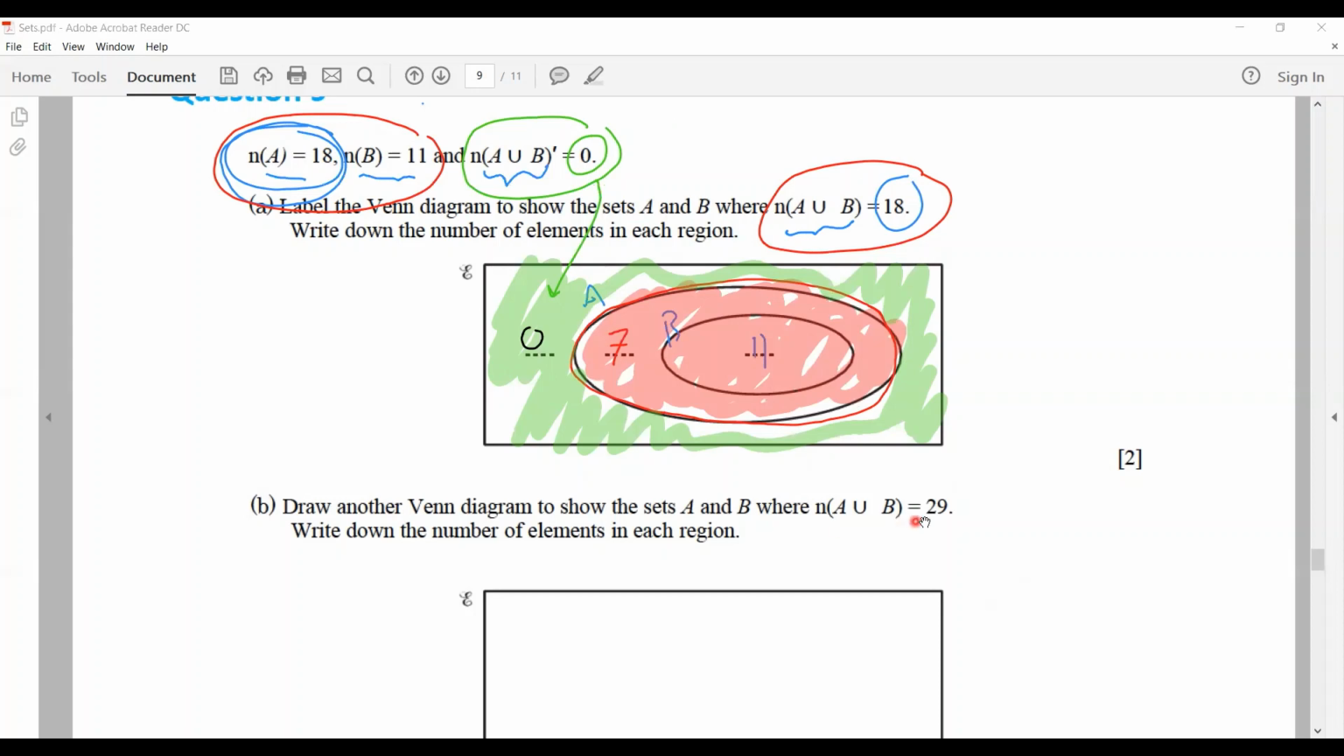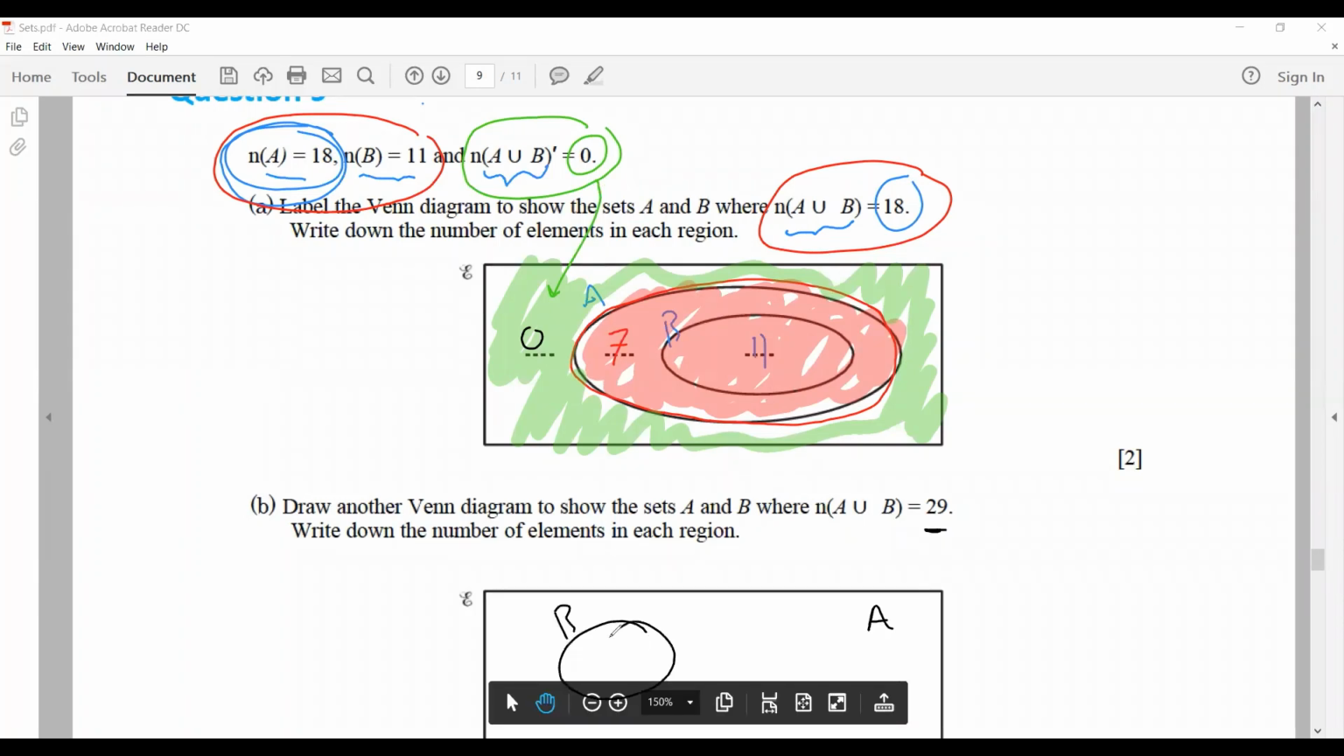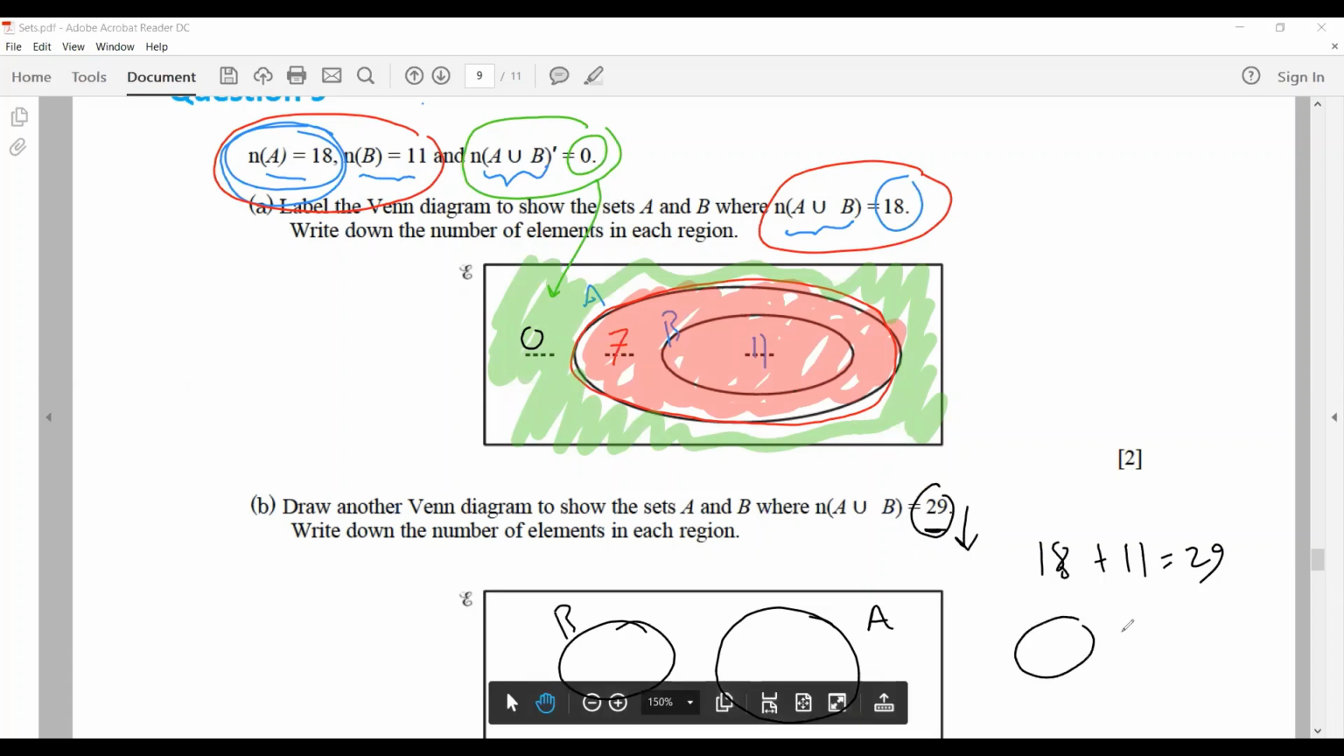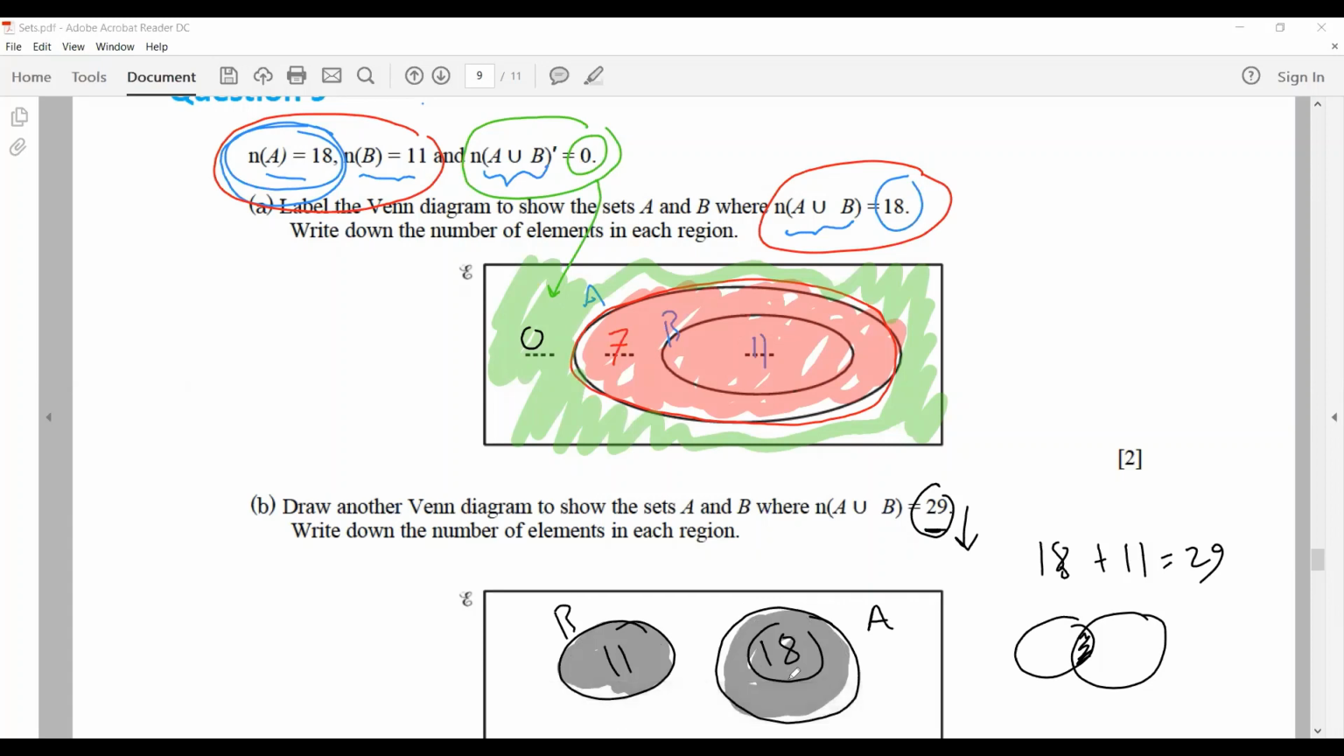So their union should be 29, because B already has 11 members, A has 18 members, and 18 and 11 is 29. If it was less than 29, then yes, they were overlapping, sharing something in between. But now it's very clear that they're not sharing anything. So this is B, this is A, and that's it. The answer is: you just have to draw two circles which are separate from each other.